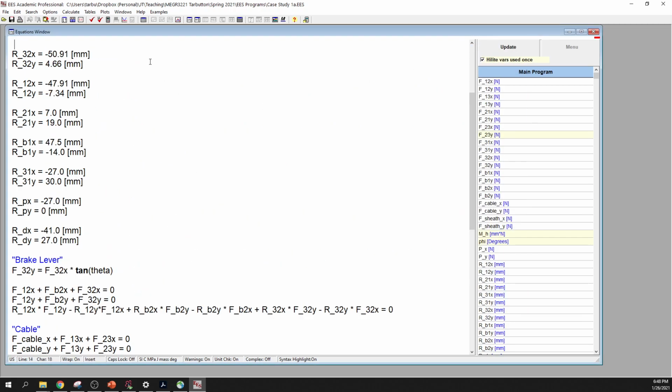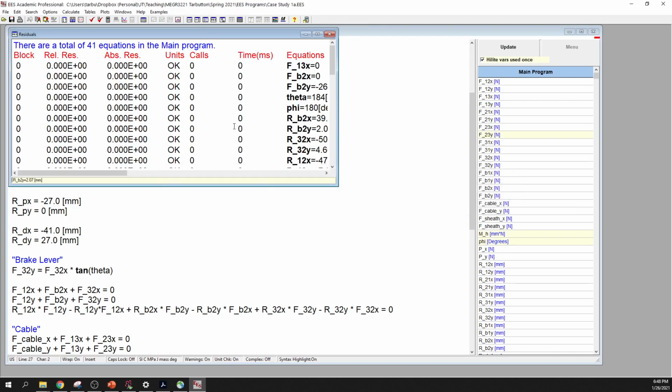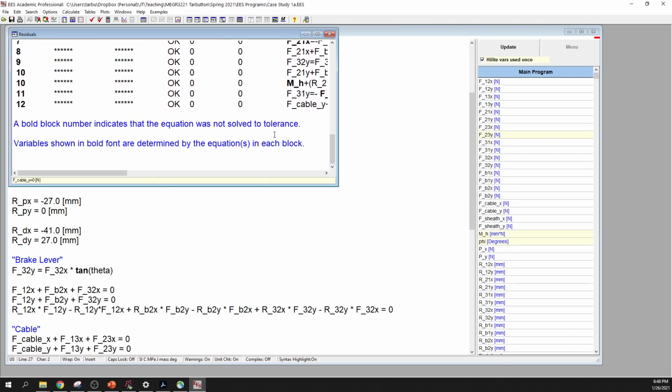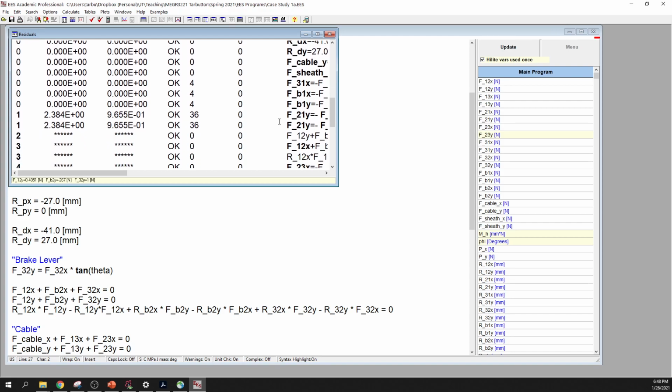Okay, and then what we can do is we can run the solver. You can hit F2 or hit the calculator. Uh-oh. So we got a problem here.